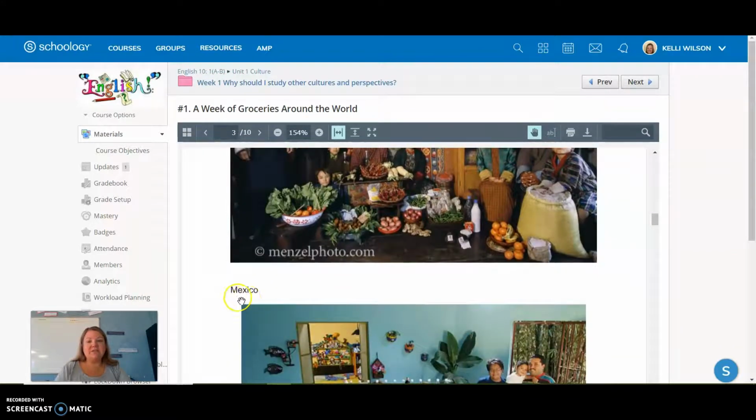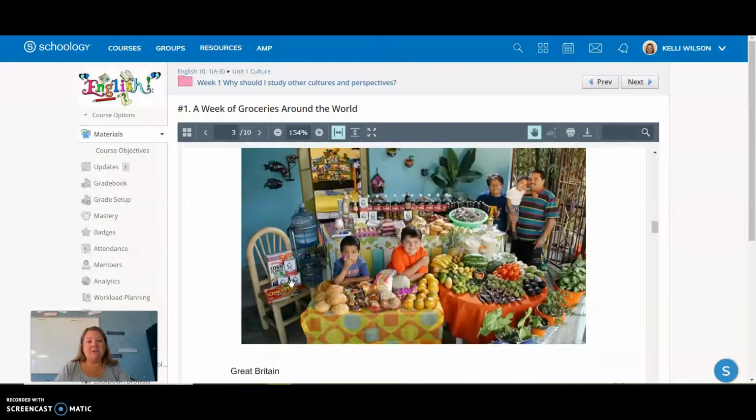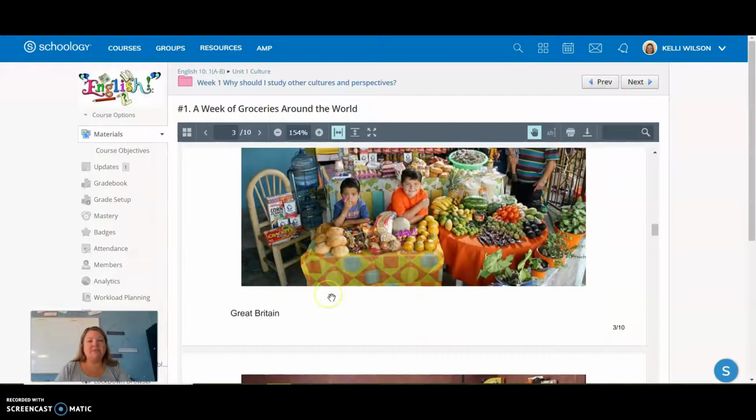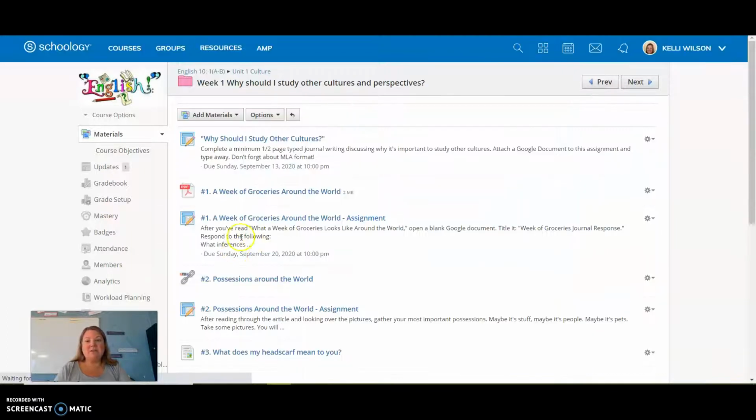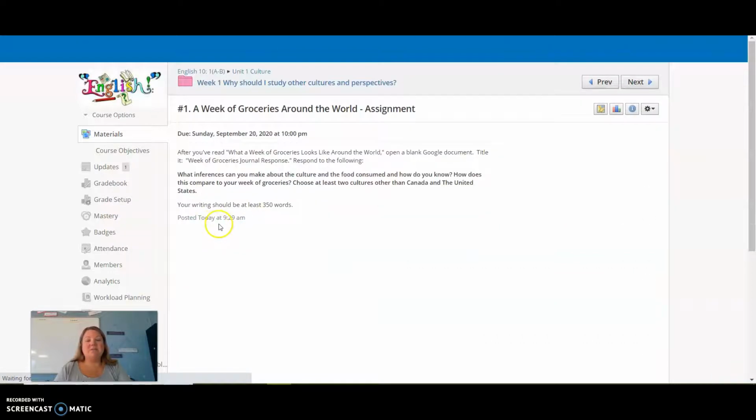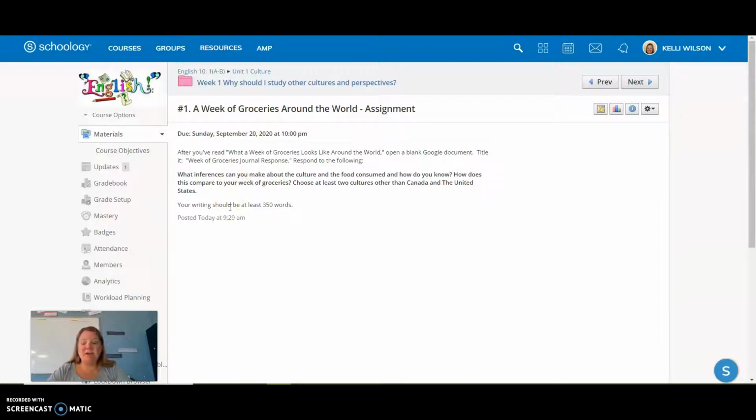And it'll tell you underneath, like this is Mexico, this is Great Britain, and so you're going to want to look at all the pictures, and then you are going to go back to the assignment, Week 1, our A Week of Groceries Around the World assignment, and your assignment is, now that you have looked at all the pictures and thought about the pictures, you open a Google Doc and you respond to the following question. What inferences can you make about the culture and the food consumed, and how do you know this? So how does this compare to your week of groceries?